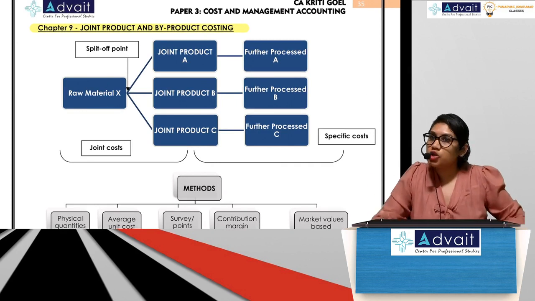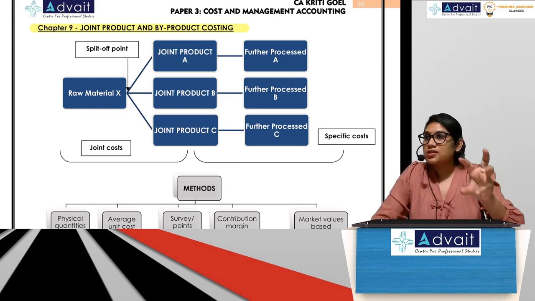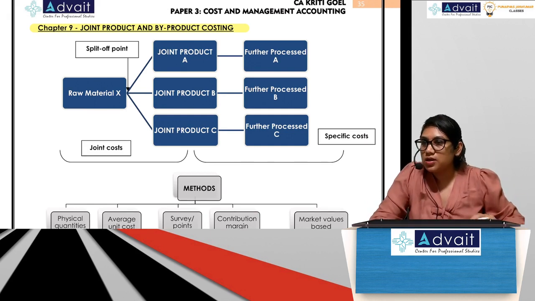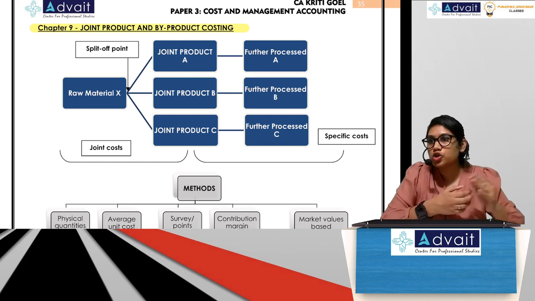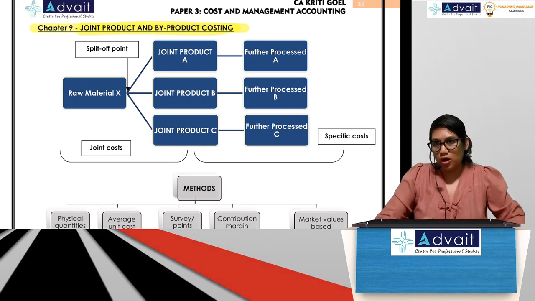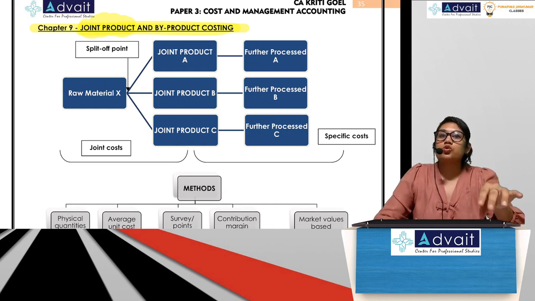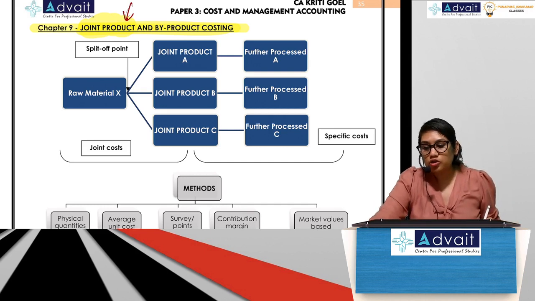Joint product and byproduct costing. So, when we did process costing, what did I tell you? In process costing, the final output was consisting of homogeneous units. Absolutely identical units. But if you don't have identical units, you have two or more products which are manufactured at the end of a process, then we have to look at joint product and byproduct costing. So first we will try to understand what is joint product. So those products which are manufactured at the end of the process will be referred to as joint products.